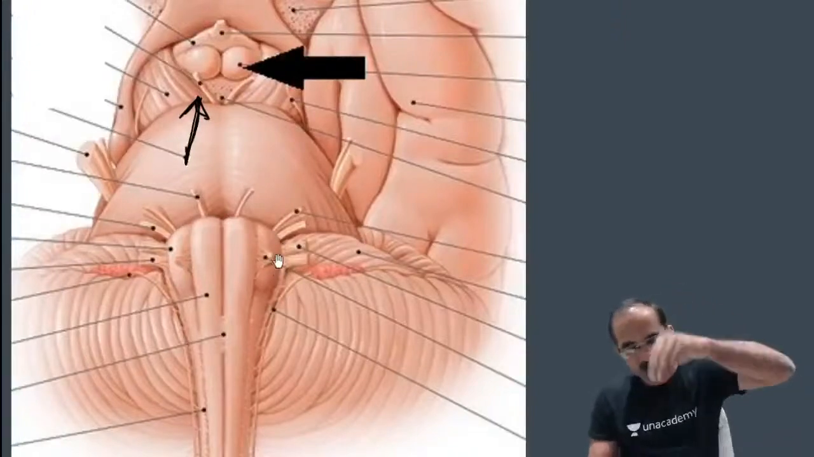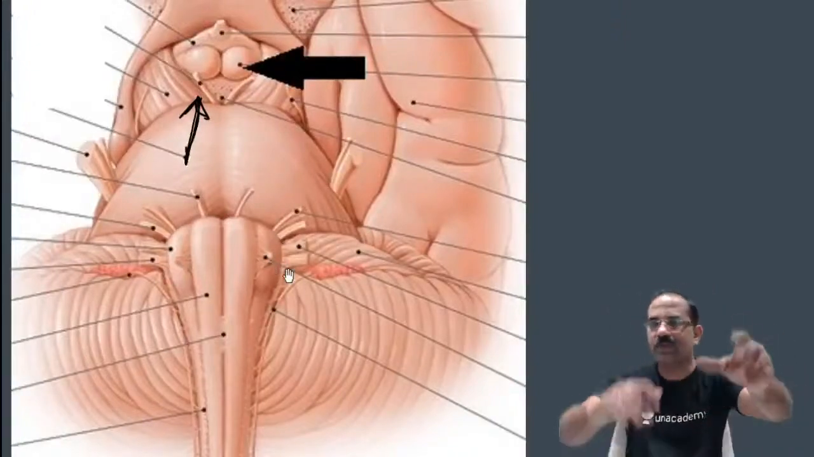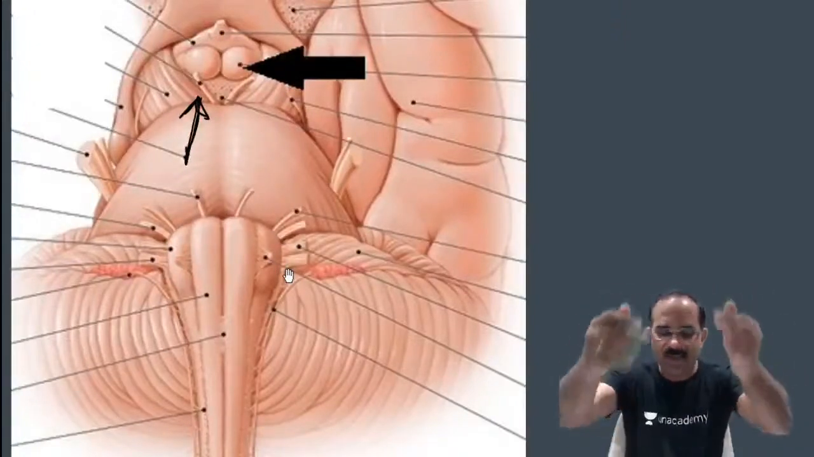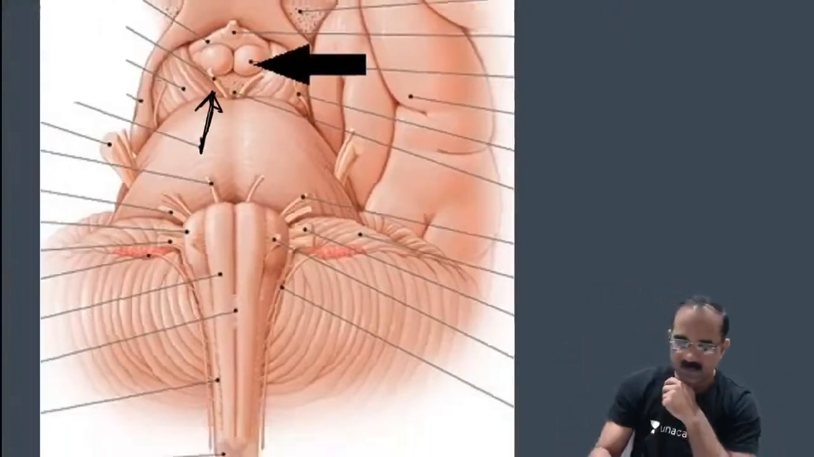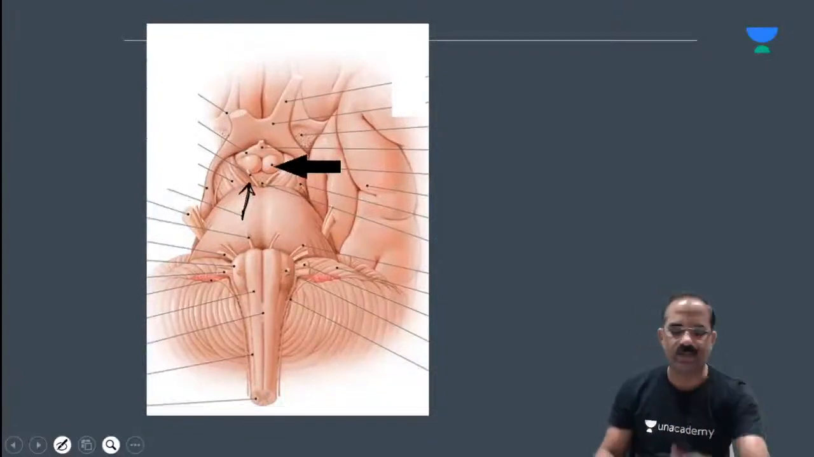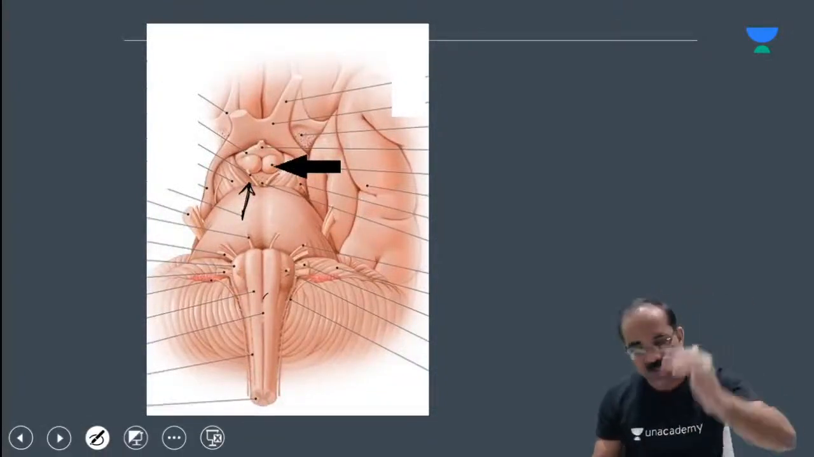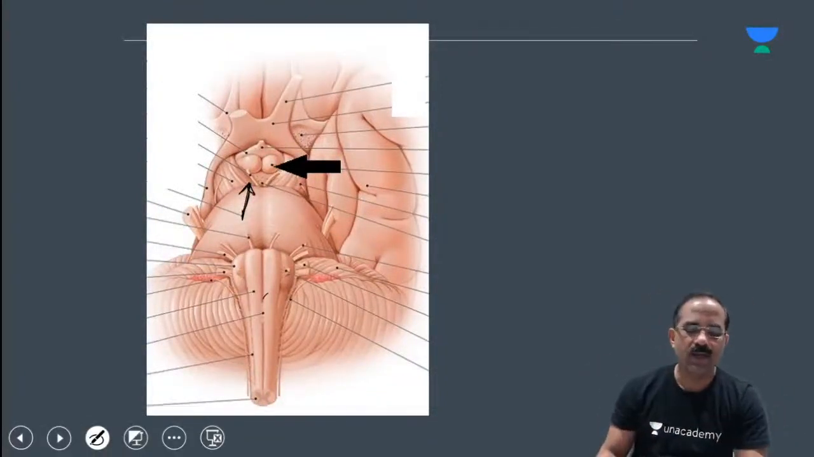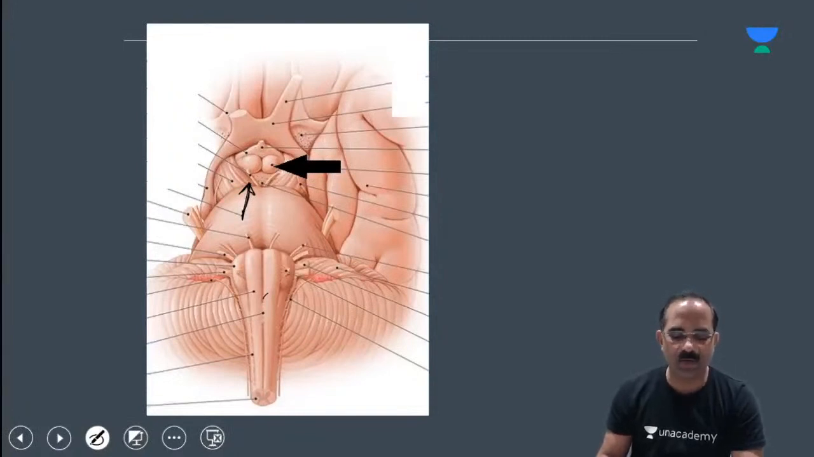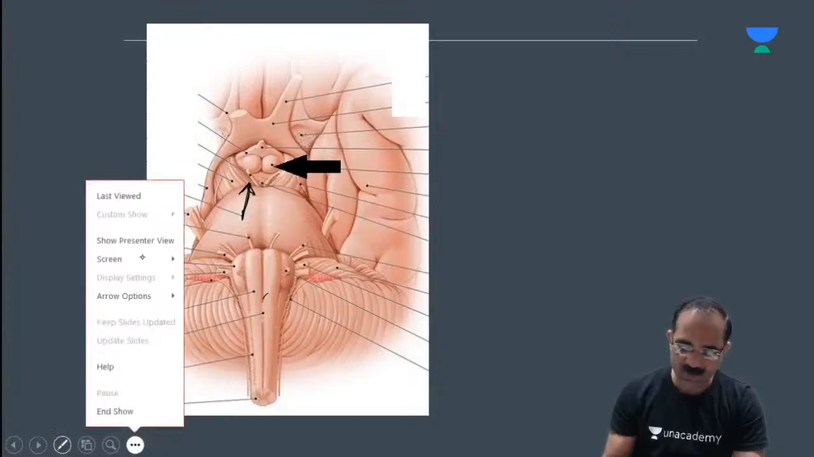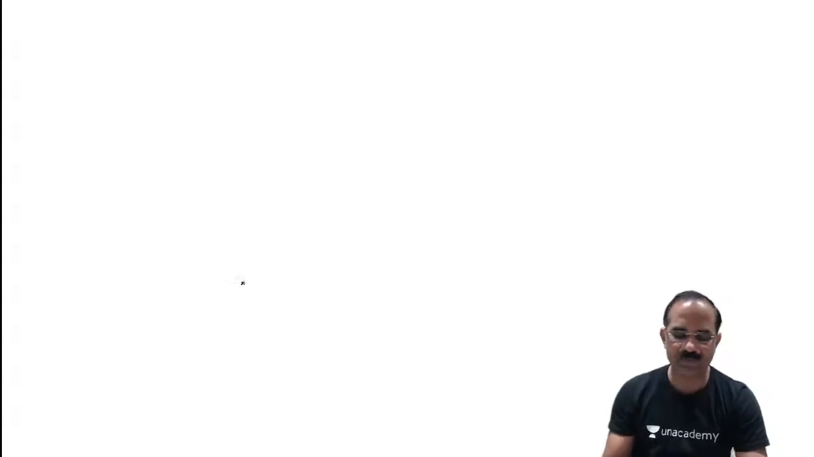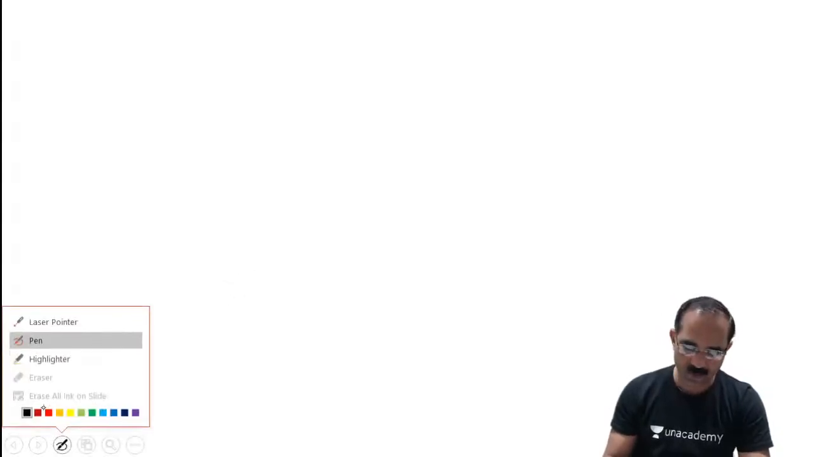Olives. If you go deep to the olives, you get a nucleus. Students, you get a nucleus. Can anyone tell me the name of this nucleus which is located deep to the olives? Come on, students, you can answer this. What is the name of the nucleus deep to the olives? Look at this.